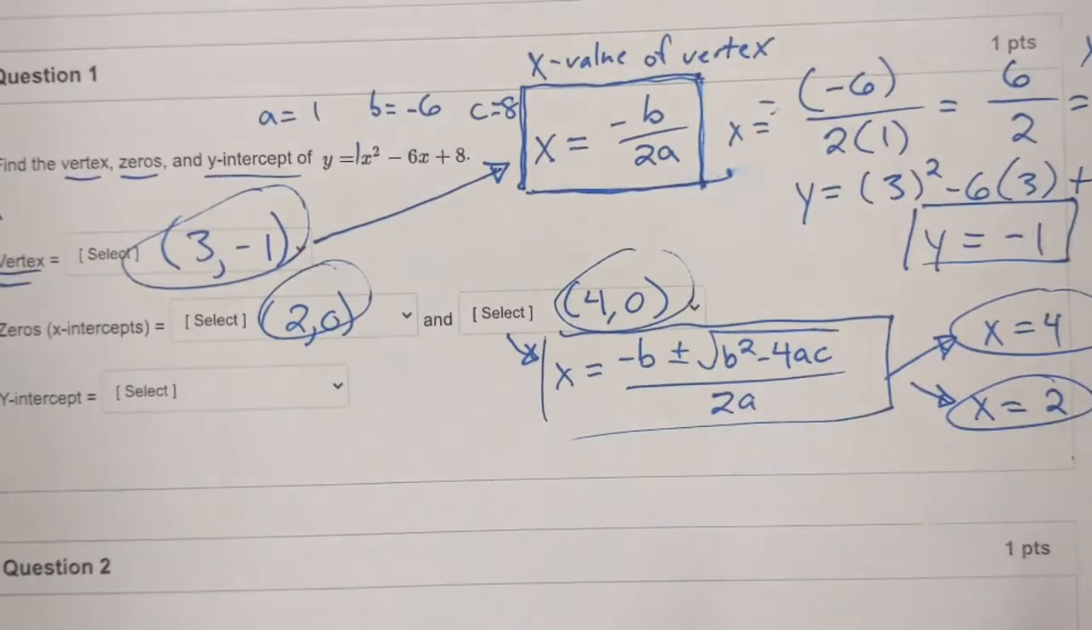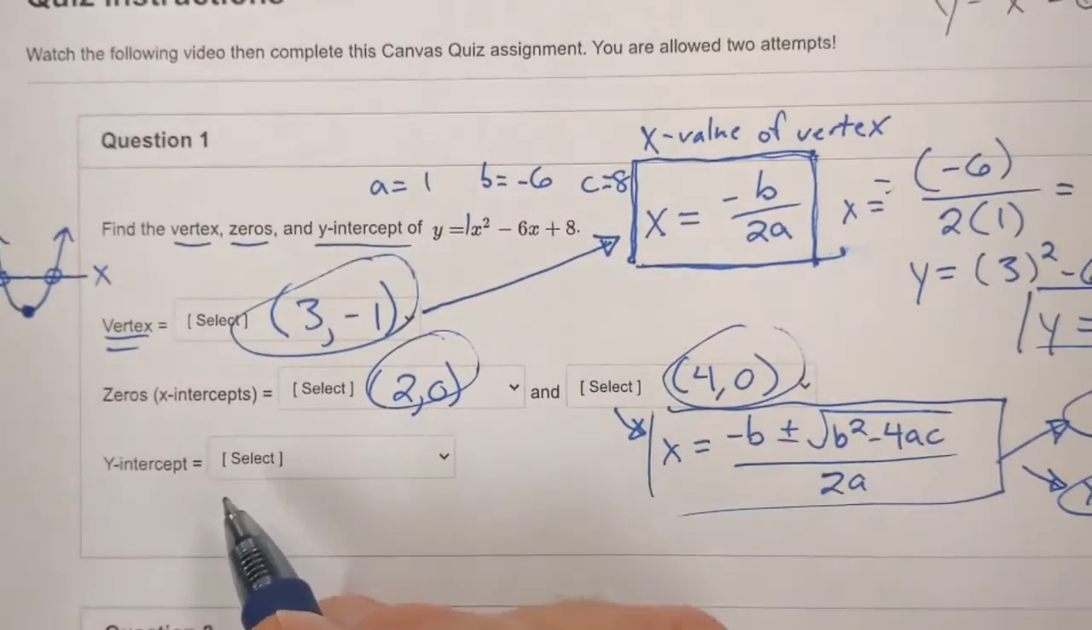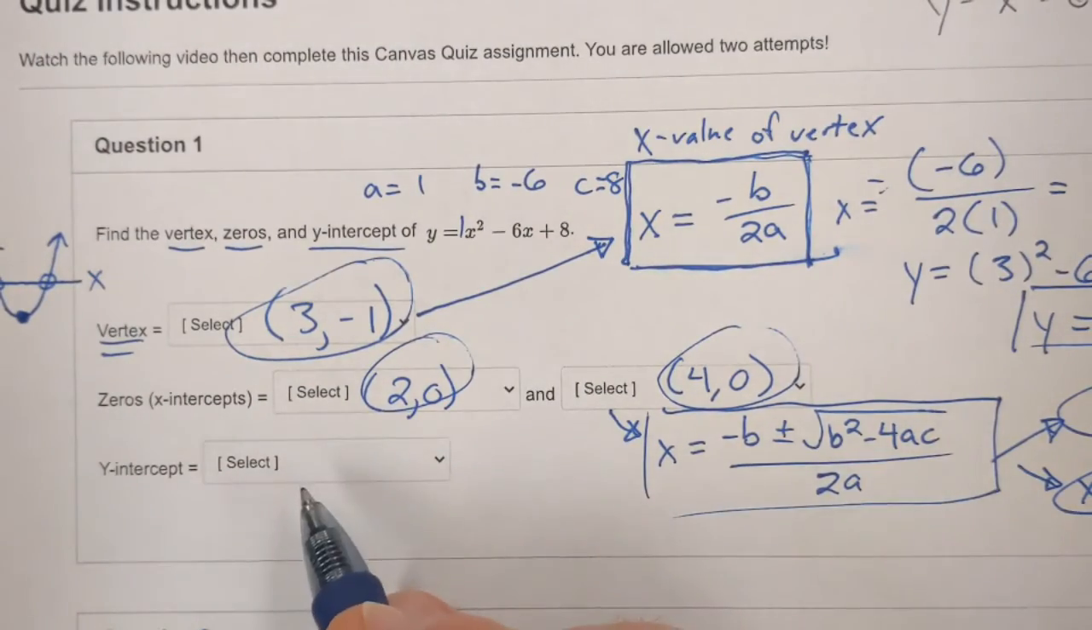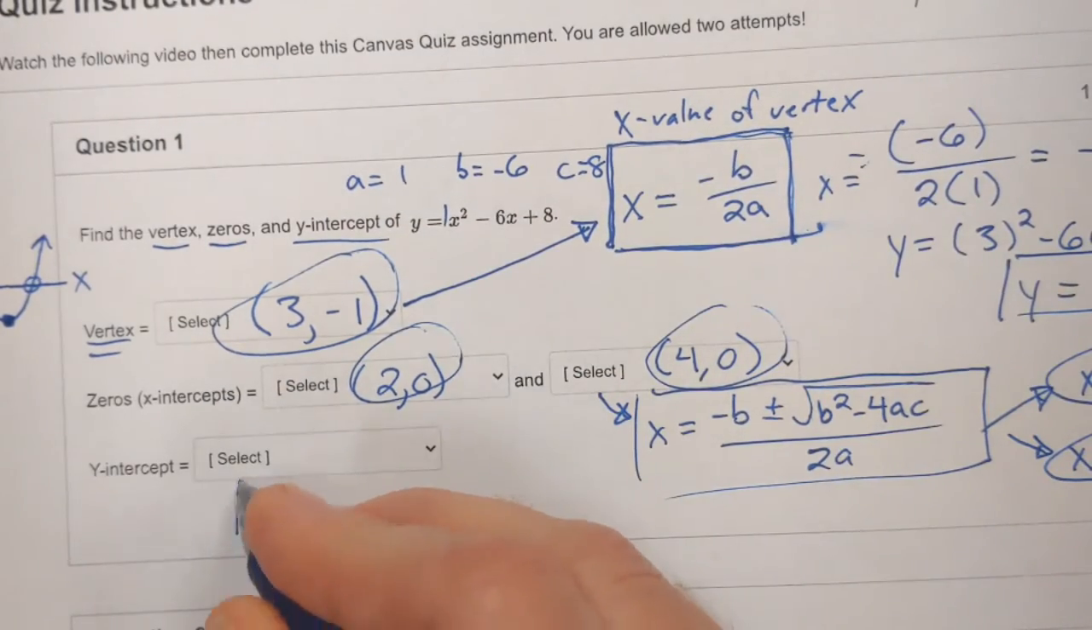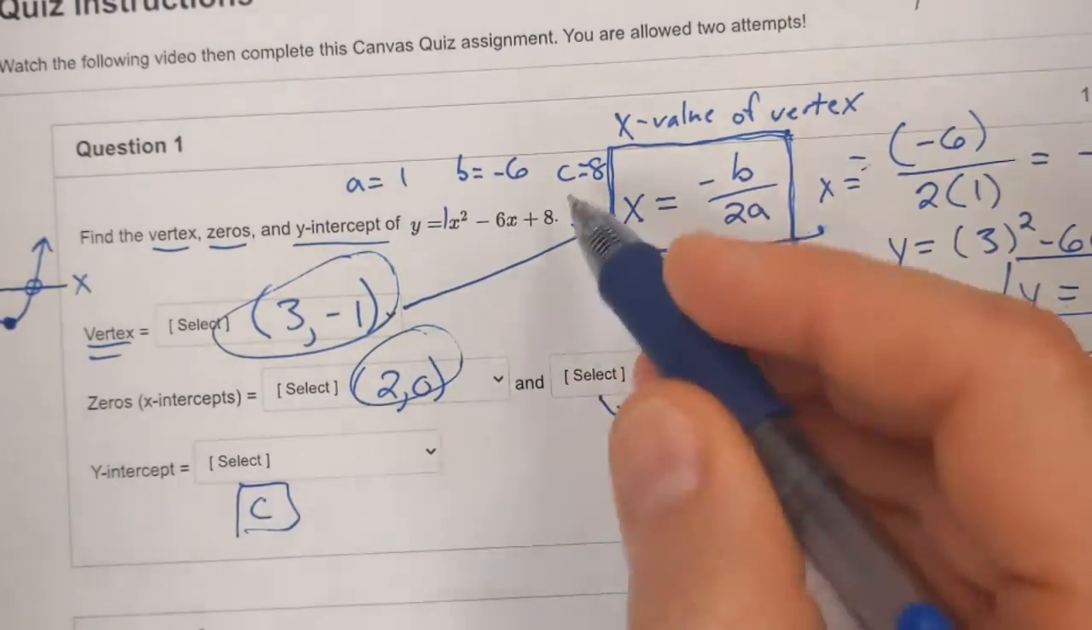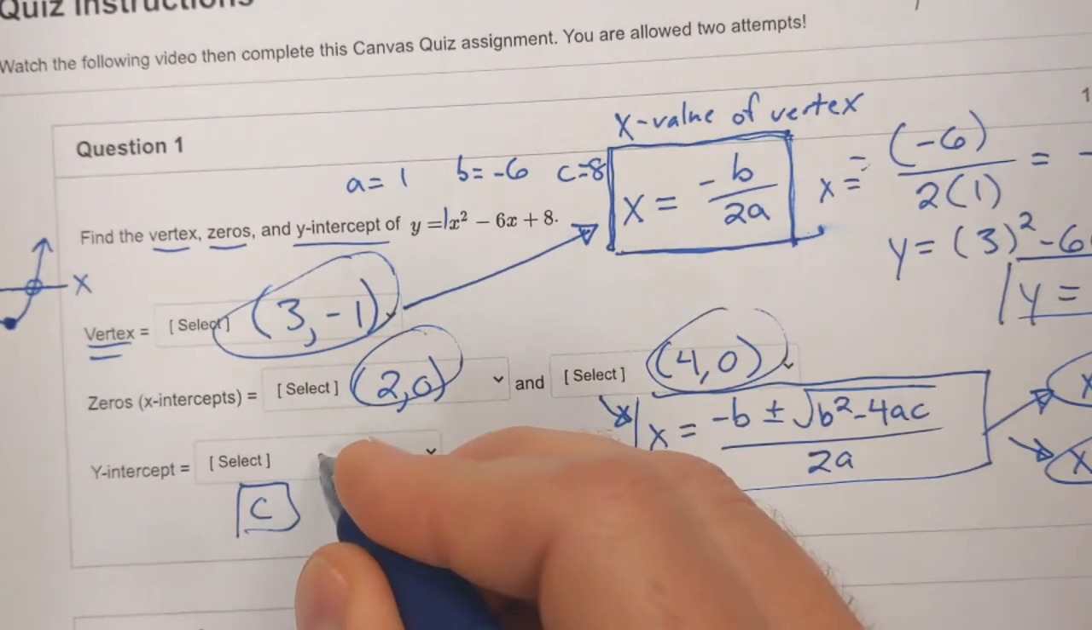All right, and then the easiest is the last. The y-intercept is the easiest thing in the world. The y-intercept is simply the c value. C, there's the whole formula. You just look at C. C is equal to 8, so the y-intercept is 8.